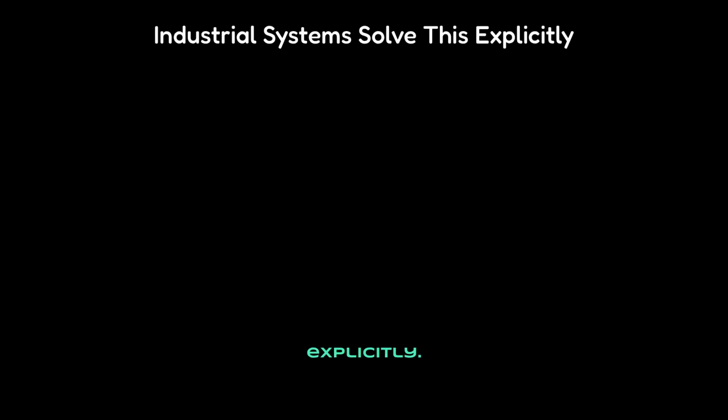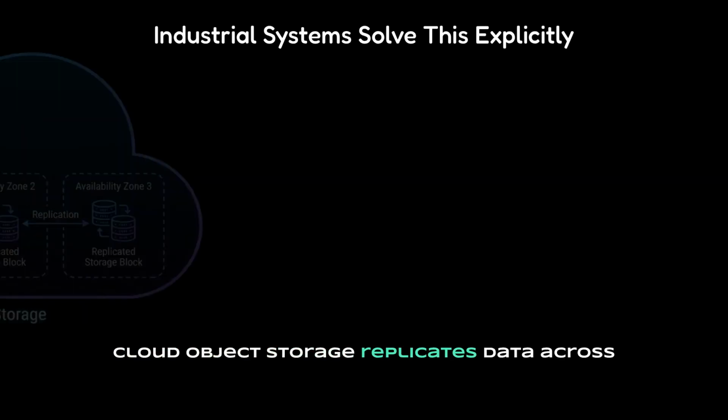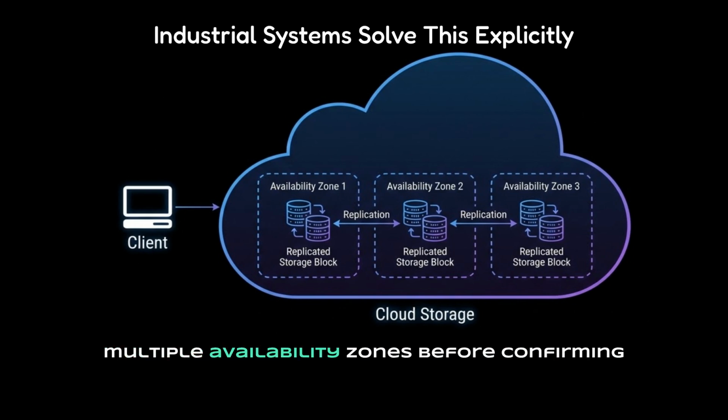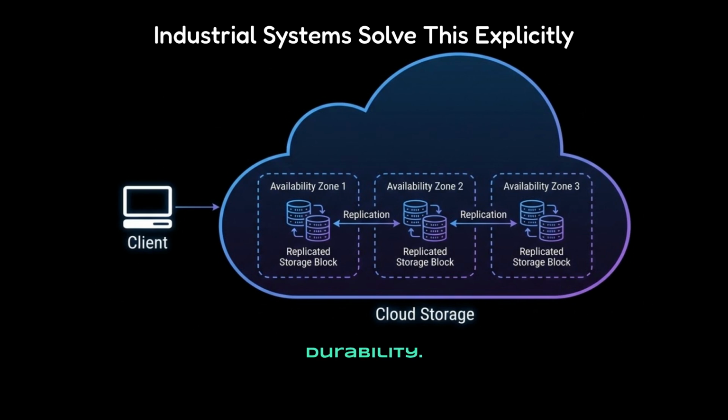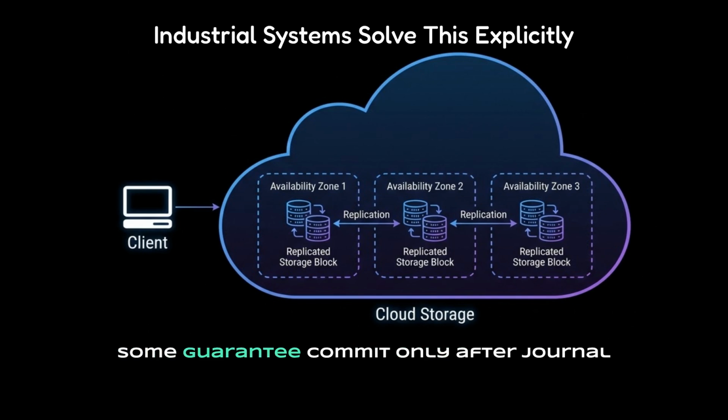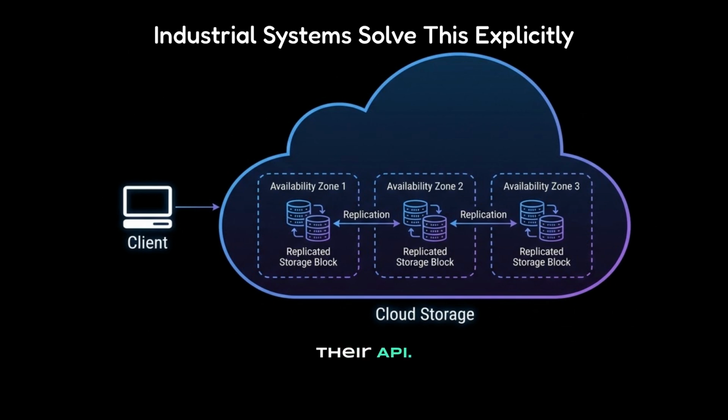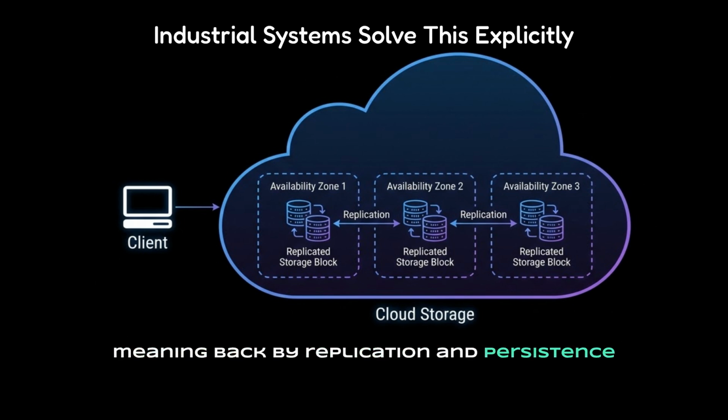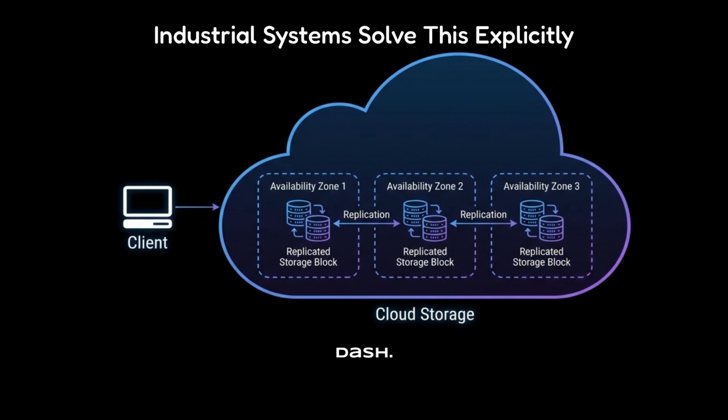Industrial-grade systems handle this explicitly. Cloud Object Storage replicates data across multiple availability zones before confirming durability. Databases allow configuration of write concern levels. Some guarantee commit only after journal flush and replica acknowledgement. These systems define durability contracts in their API. When they say stored, it has a formal meaning backed by replication and persistence guarantees. Reliable systems don't rely on optimism. They define and enforce failure boundaries.